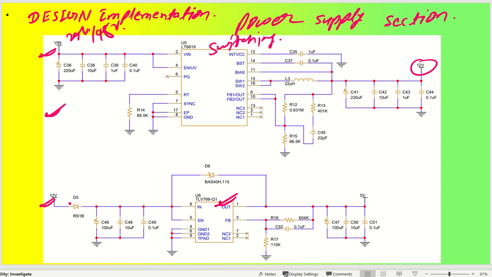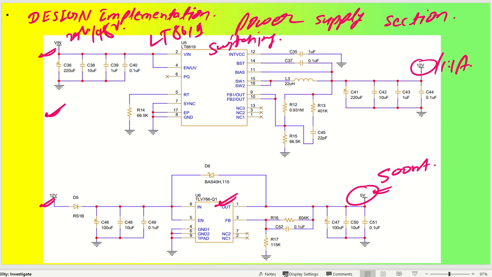This 12 volt goes to an automotive linear regulator, the TLV766Q1, which gives you a 5 volt output with a 500 milliampere rating. And this one is the LT8619, which gives around 1.1 amperes of rating, that is 1100 milliamperes. Okay, so the power supply section is complete.